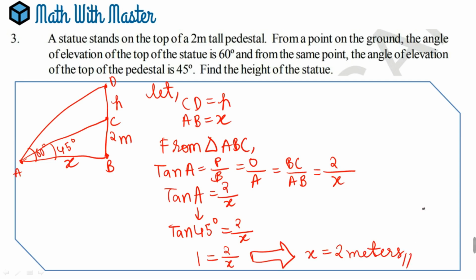So the distance between the point and the bottom of the pedestal is 2 meters. So we have to find now the height of the statue. So now we will use the other triangle, because we have got the whole length of one thing, and now we will take tan theta once again because perpendicular and base are involved in this.